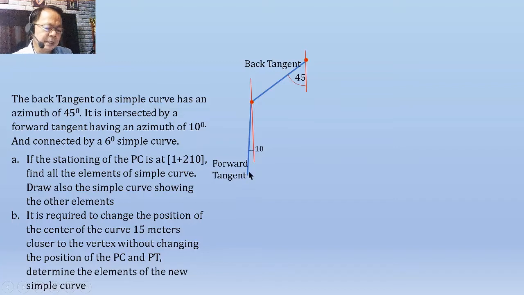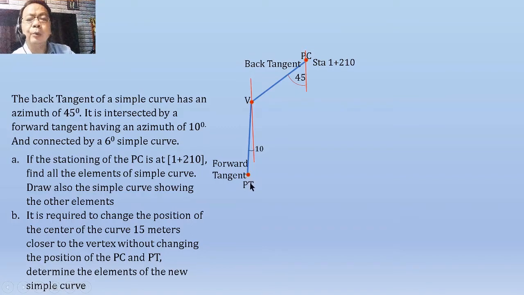And assuming that somewhere here, ito yung ating tinatawag na point of tangency. Kaya yung ating initial point shall be defined by this point which shall serve as our PC, which is actually at station 1 plus 210. So somewhere here is our vertex and at the end, we have our point of tangency.